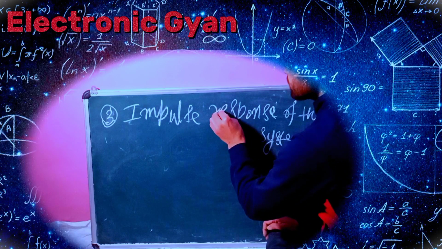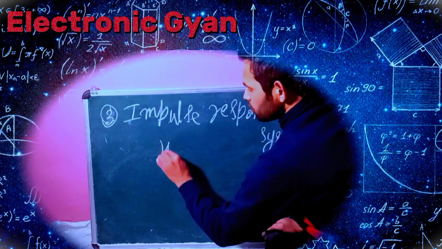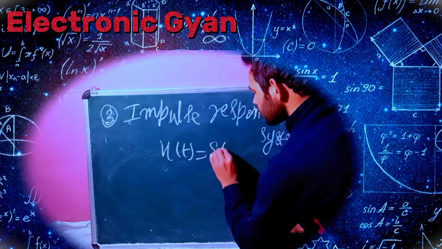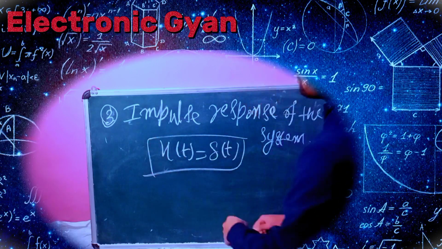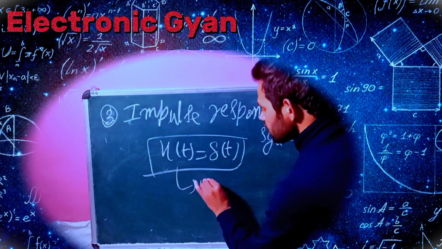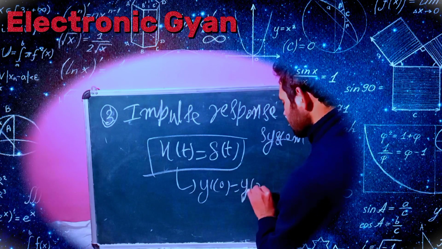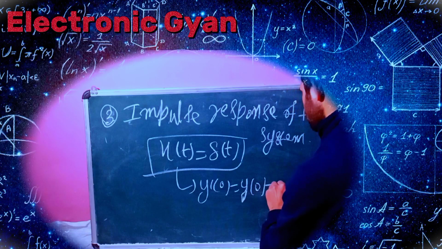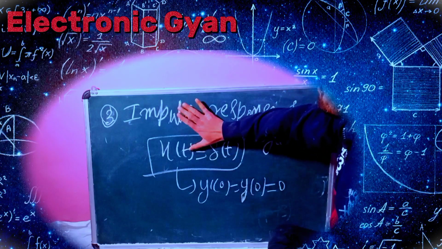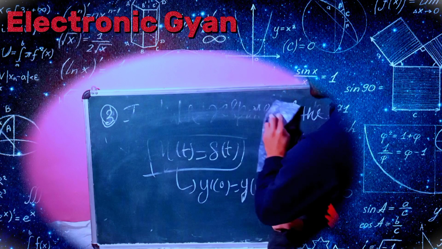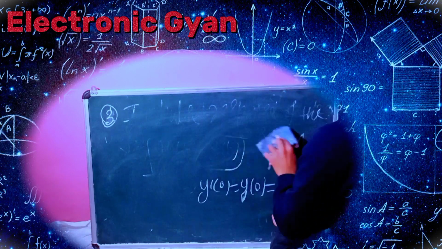Now see here, impulse response of the system means what? My x(t) is delta(t), and here all the initial conditions I am going to take as 0. So this is the impulse response. How to find the impulse response? Let's see.